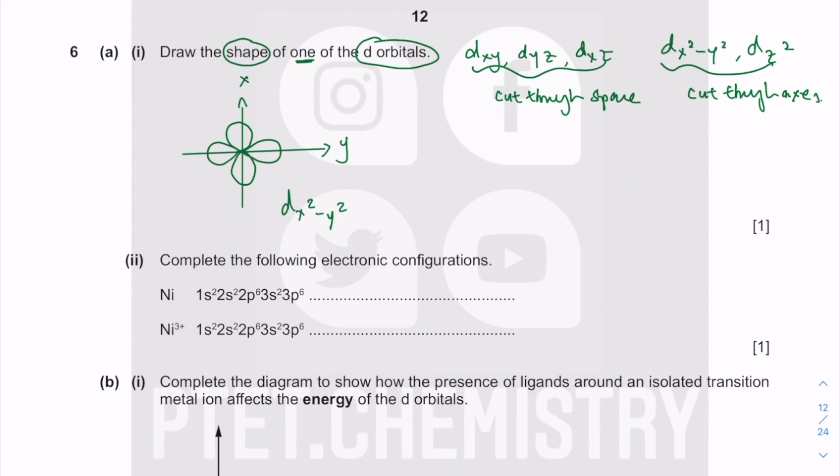Okay, so dz2 actually looks like this. So if there is x and y, actually it doesn't matter, I can draw dz2 like this because I labeled this as z, and then I will have cut through the z-axis, and then I have like a cone in between, so there's dz2. The dxy, dyz, and dxz, they don't cut through the axis, they cut through the space, and you should have learned all of this as part of your transition metal chemistry.